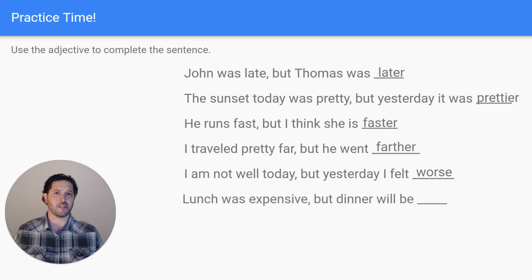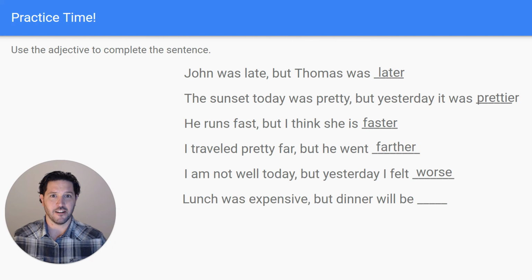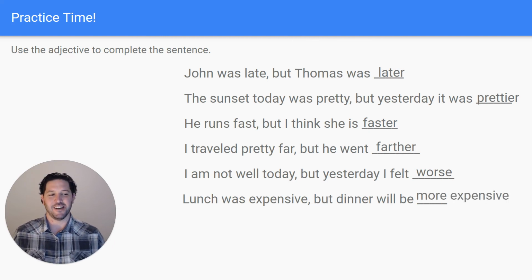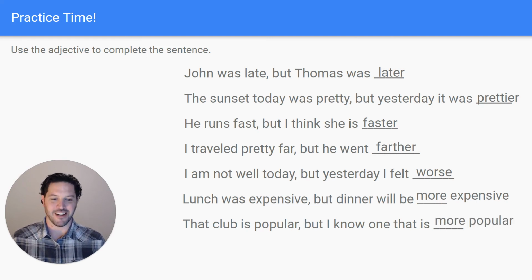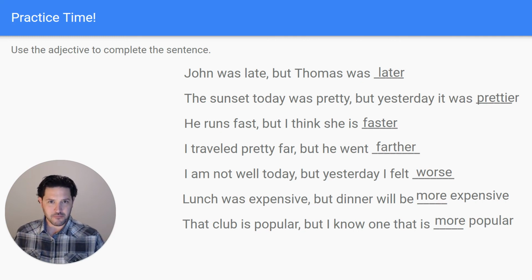All right. Lunch was expensive, but dinner will be expensiver. No, more expensive. Okay. So remember, expensive, that's 3 syllables, so we need more or less. All right, and finally, that club is popular, but I know one that is popular-er. Okay, more popular. Okay, that club is popular, but I know one that is more popular.